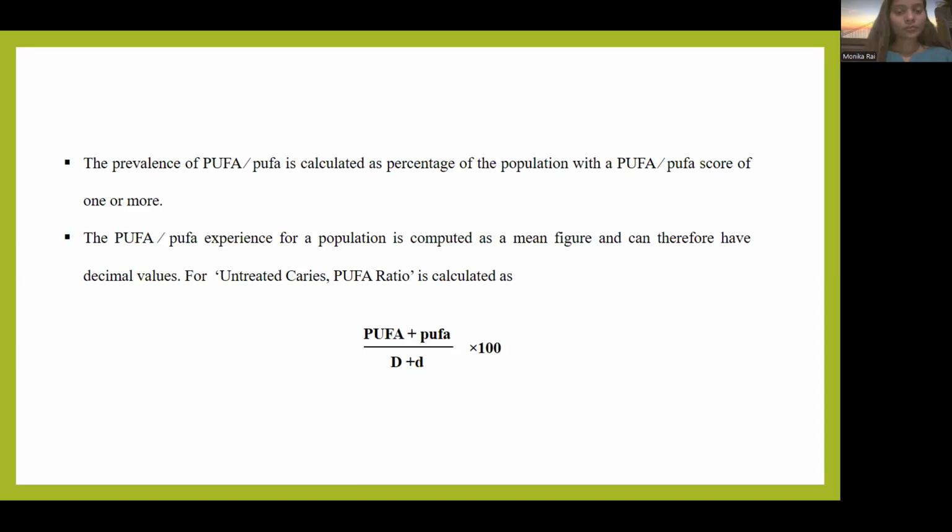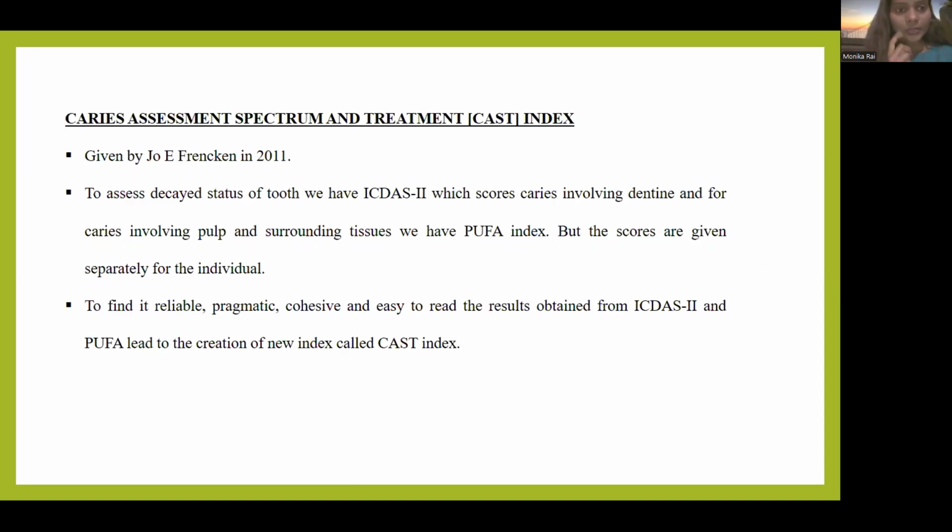The prevalence of PUFA is calculated as the percentage of the population with a PUFA score of 1 or more. The PUFA experience for a population is computed as a mean figure and can therefore have decimal values. For untreated caries, it is calculated as uppercase PUFA plus lowercase pufa divided by decayed plus uppercase PUFA plus lowercase pufa, multiplied by 100.